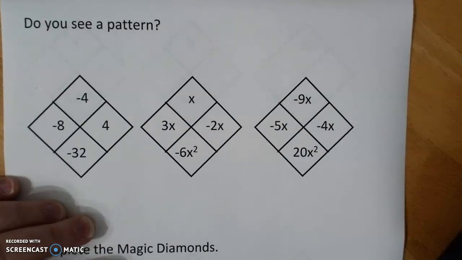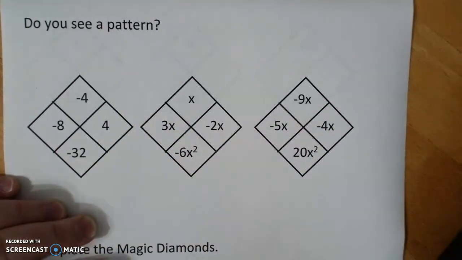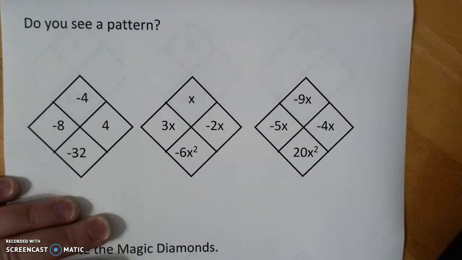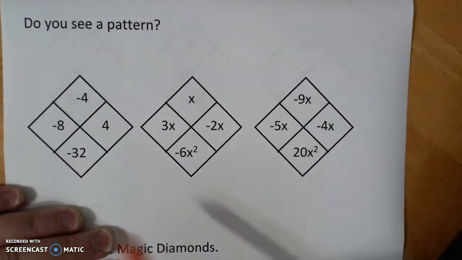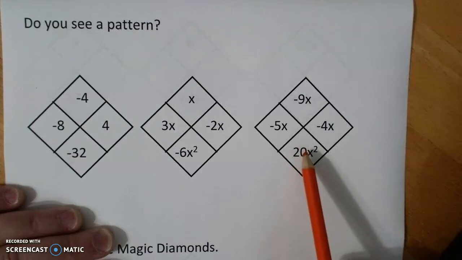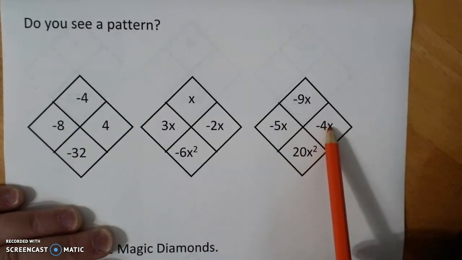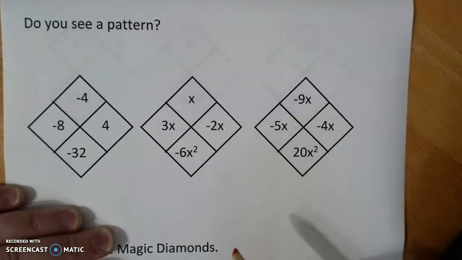This is page 3 of 12-1, Sums, Products, and Factors. These are what they call magic diamonds. I don't know why. You're building some thought toward ultimately factoring trinomials. So, do you see a pattern? This one, not so much. I can see this one the best, because how is 20, -5, and -4, or -4 and -9 related?